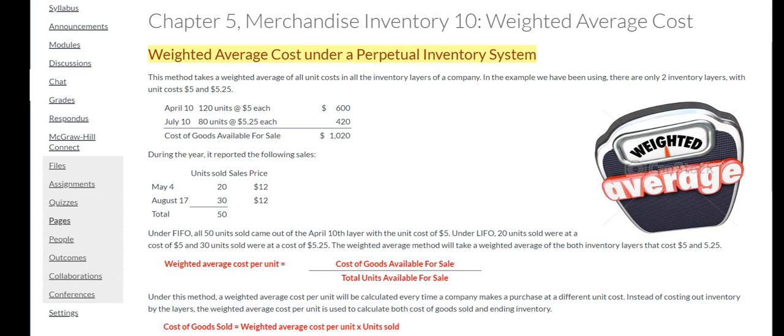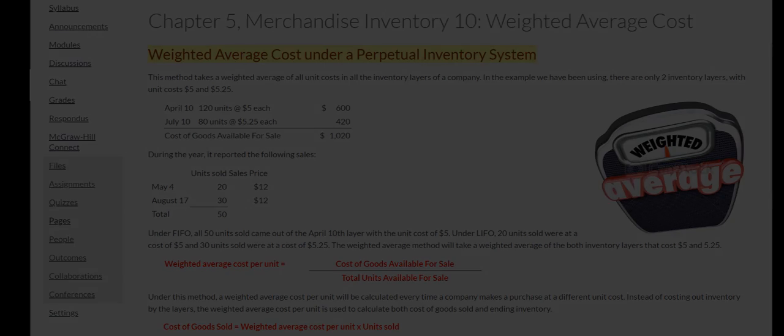The weighted average method of inventory costing takes all the unit costs under which a company purchased inventory at, weights them, and takes an average of the unit costs. This is called the weighted average cost per unit. It is calculated by taking the total cost of goods available for sale divided by the total units available for sale. This weighted average is then used to calculate cost of goods sold by multiplying the units sold by the weighted average. It is also used to calculate ending inventory in the same manner.